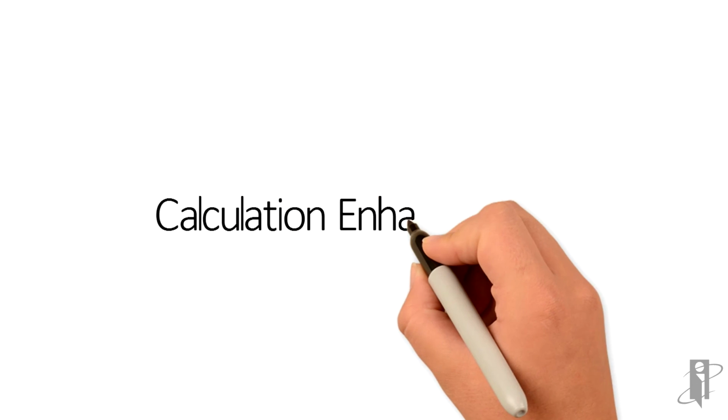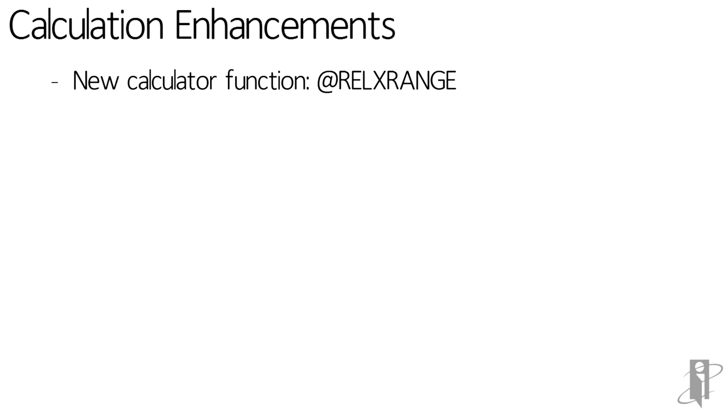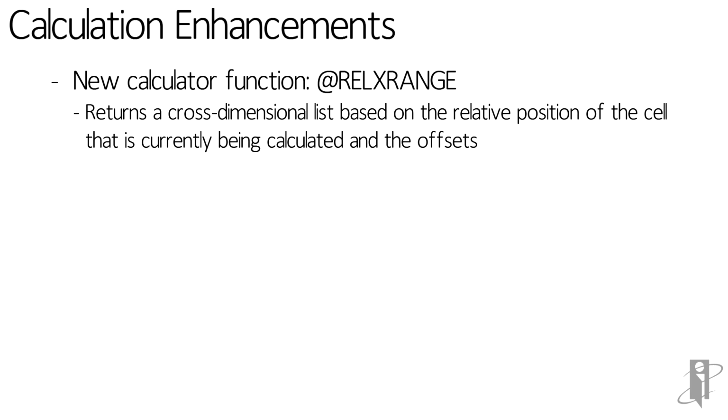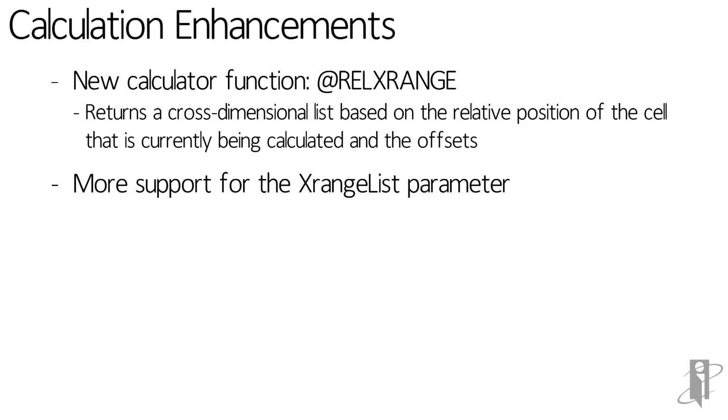Version 11.1.2.4 also includes some calculation enhancements. There's a new calculator function, @RELXRANGE. This function returns a cross-dimensional list based on the relative position of the cell that is currently being calculated and some offsets. Version 11.1.2.4 also includes more support for the XRANGE list parameter. The XRANGE list is now supported in 27 functions.